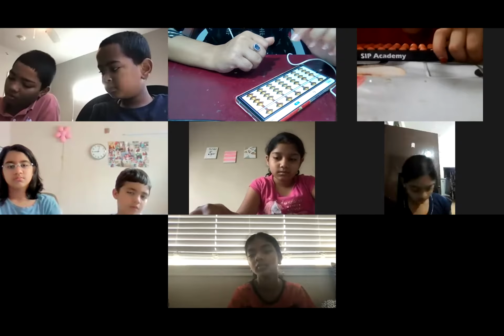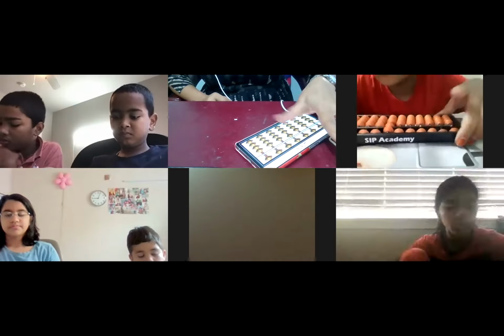Okay. Akshara, I have sent the link in the group, so you can check the name of the app from there. It's Abacus tool. Now, if you want to make 6, pinch in upper bead and lower bead together. If you want to remove these beads, pinch out together.